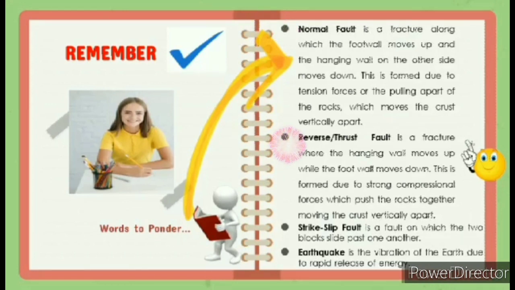Next is reverse or thrust fault. It is a fracture where the hanging wall moves up while the footwall moves down. This is formed due to strong compressional forces which force the rocks together, moving the crust vertically. The next one is strike-slip fault. It is a fault on which the two blocks slide past one another. And the last one is the so-called earthquake. Earthquake is the vibration of the earth due to rapid release of energy. It is the shaking of the earth's crust or the ground itself.